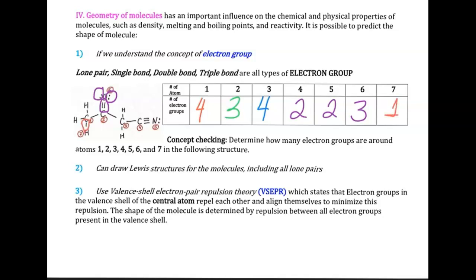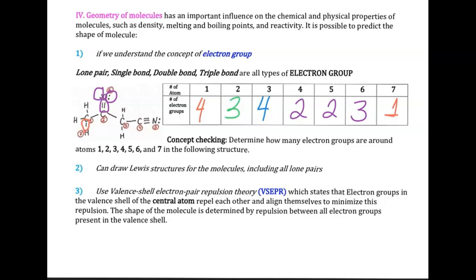Also, to determine the shape of the molecule, you have to be able to draw a Lewis dot structure of the molecule and include all of the lone pairs. You want to know that if you skip the lone pairs, you wouldn't be able to correctly count the electron groups, and then you wouldn't be able to predict the shape. And then lastly we are going to use the valence shell electron pair repulsion theory, which is VSEPR.